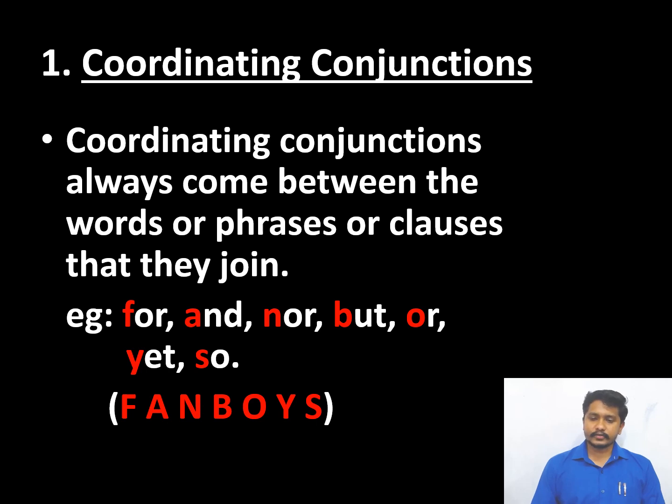So let's come to the first one, that is coordinating conjunctions. Coordinating conjunctions always come between the words or phrases or clauses that they join. When we gave the definition of conjunction, we already discussed that conjunctions join two words, two phrases or clauses. So the first kind of conjunction is the coordinating conjunction. Coordinating conjunctions always come between the words, phrases, or clauses that they join.